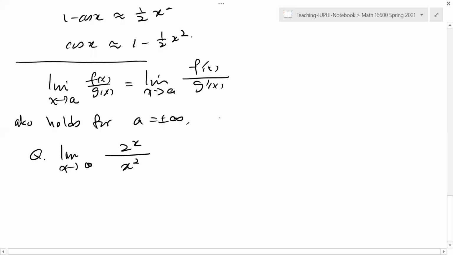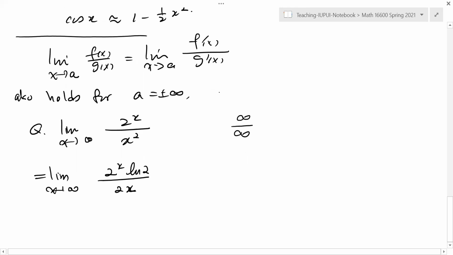All right, so as x approaches infinity, the numerator approaches infinity, the denominator approaches infinity. All right? So you can apply L'Hopital's rule. It's going to be 2 to the x, derivative is the natural log 2, and here's 2 to the 2x, right? I already know that limit should be infinite because the numerator grows exponentially, the denominator just grows polynomially.